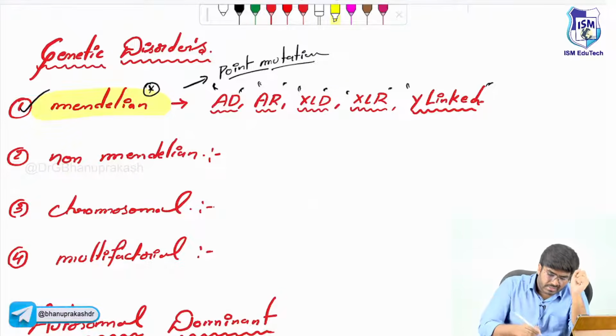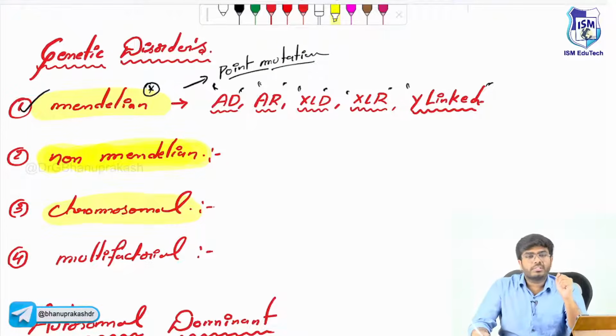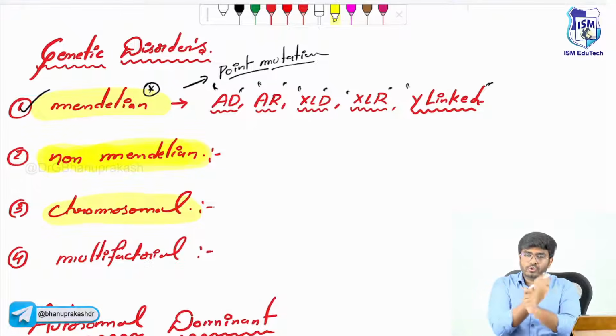Now, there are certain diseases which do not follow Mendel's laws of inheritance. These are special. We will discuss them. And there are chromosomal disorders, not just the genes, the entire chromosome is deleted, or half of the chromosome, the Q arm, is deleted, or there is mixing between two chromosomes.